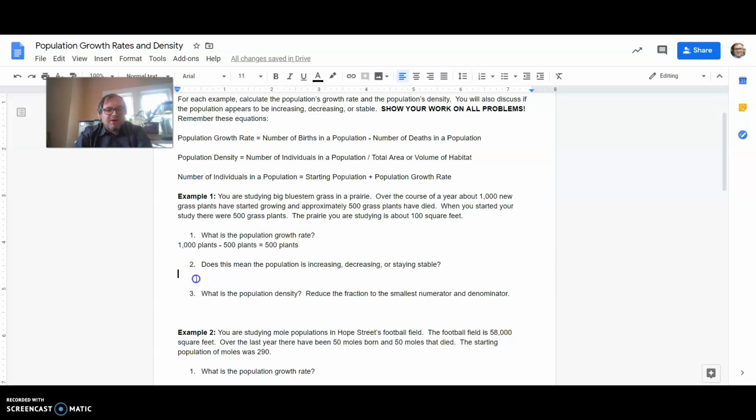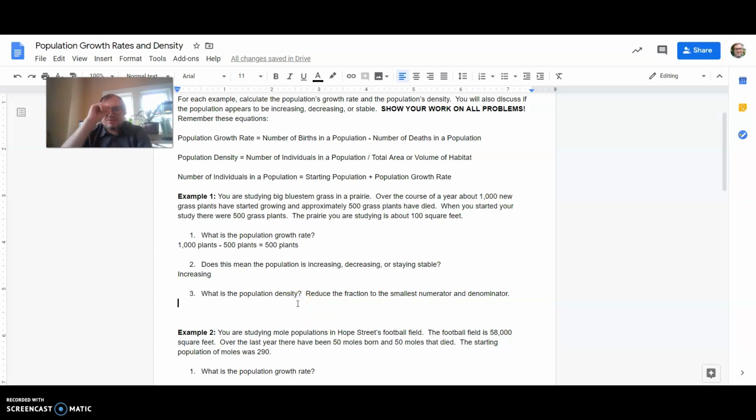So does this mean the population is increasing, decreasing, or staying stable? We had a growth of 500 plants. So we know now the population is increasing because it's a positive number. So increasing is our answer for that. If it were a negative number, we would say that it's decreasing. If the number was 0, we'd say that the population was staying stable. The number of births and the number of deaths are equal to one another.